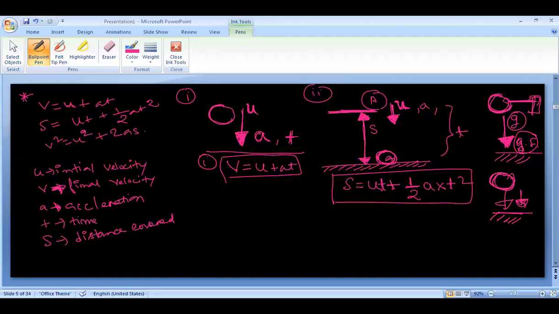Then the distance covered by this body while traveling this journey is denoted by s, and s is given by ut plus half at square. Now, have you understood? Yes, sir. All of you? Clear?